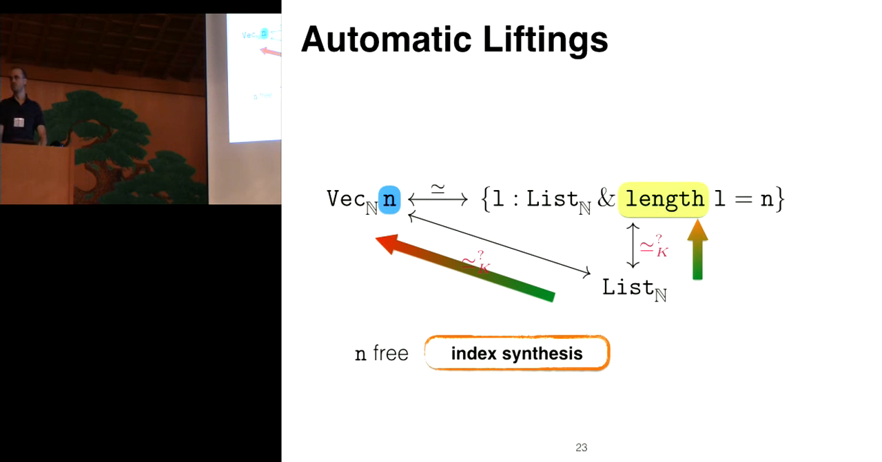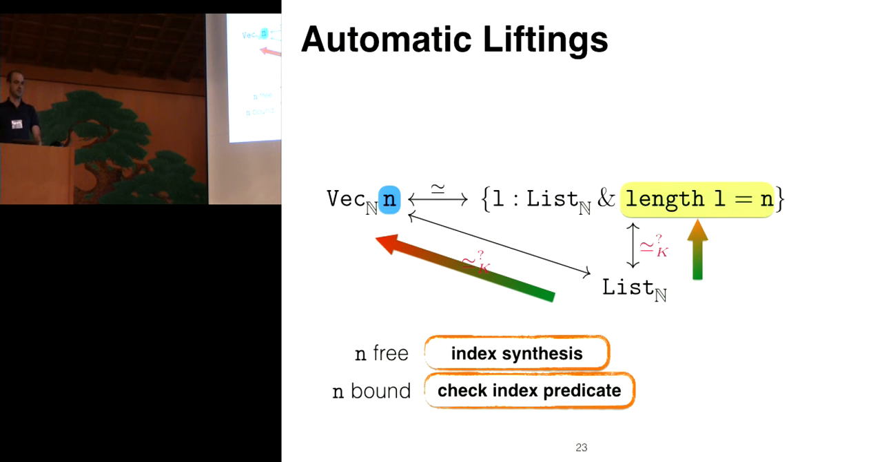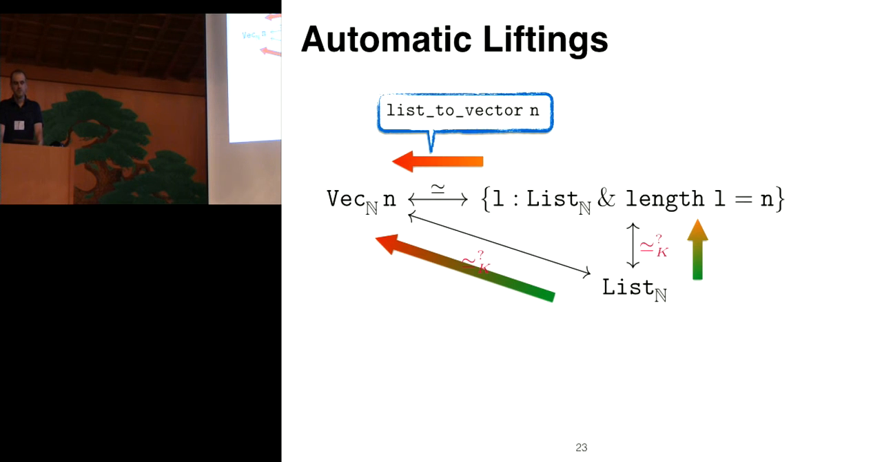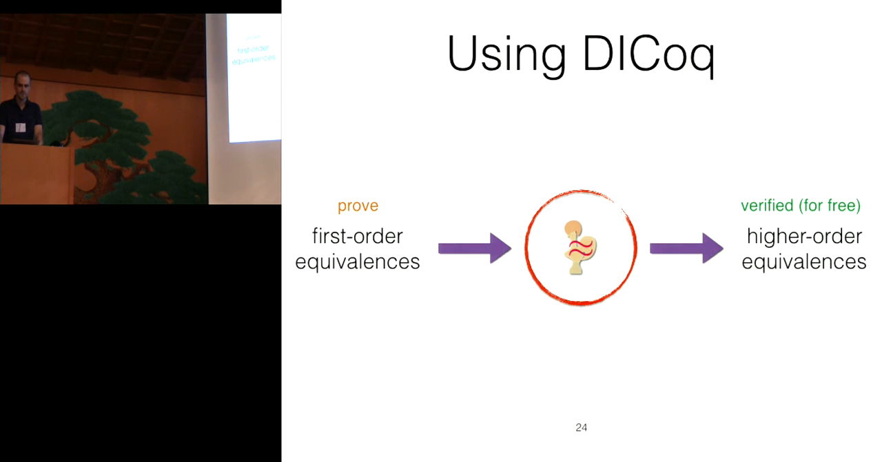This depends on whether n is actually free in the context at that point. If it is, then we need to have an index synthesis function that basically tells us what the canonical n for this simply typed structure is. And if it's bound, then we need to check that we are allowed to actually go in that direction. If we manage to inhabit the subset type, we can use the other side of the equivalence and go to vectors. Okay, so that's basically the core of the idea.